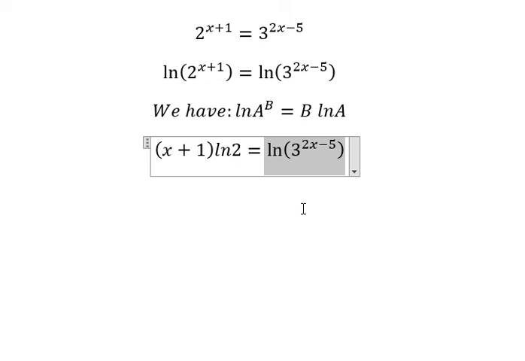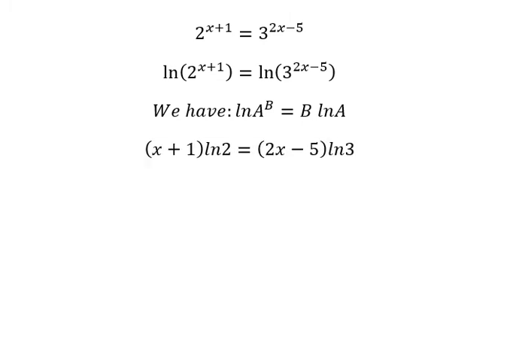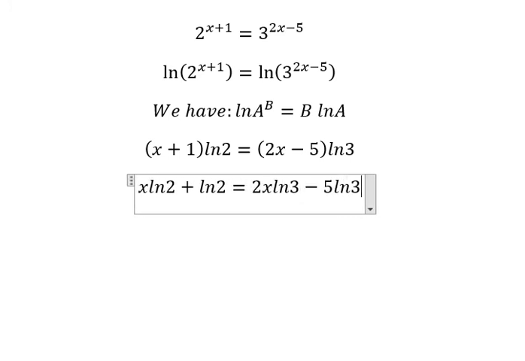Similar for the second one. Next, ln 2 multiplied by s plus 1 and ln 3 multiplied by 2s minus 5. So they should be like this. So I will put this one to the left, and ln 2 goes to the right.